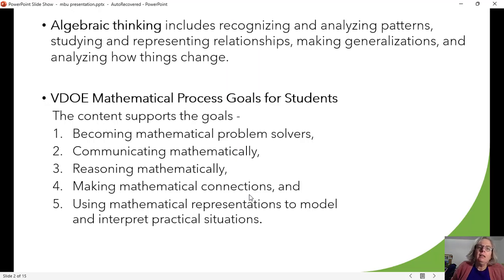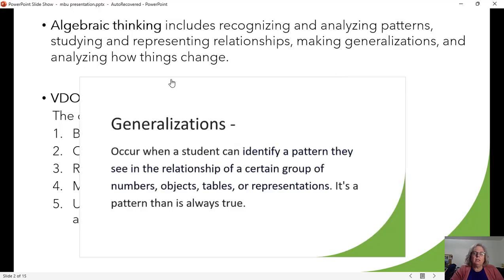All right, so first a few definitions. Algebraic thinking includes being able to recognize and analyze patterns, studying and representing relationships, making generalizations. Let me say, what is a generalization? A generalization is when a student can identify a pattern that they can see and describe it, and notice that it always repeats, it's always true.